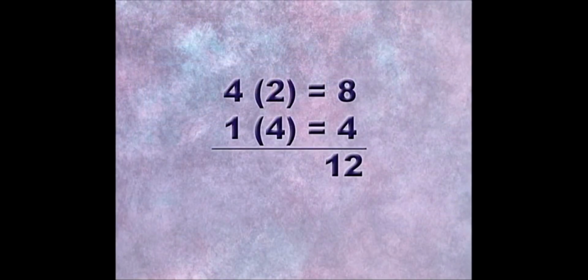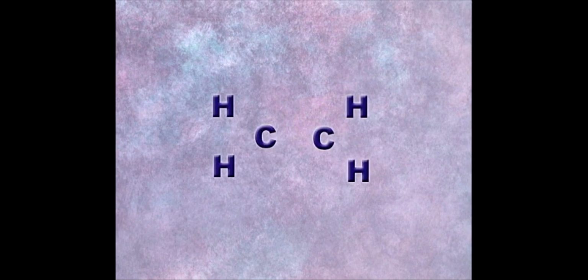Let's work this together. First of all, we add up 2 times 4 valence electrons for the carbon atoms and 4 times 1 valence electron for the hydrogen atoms to give us 12 electrons to work with. We know that the 2 carbons have to go in the center because each hydrogen will only bond with one other atom.